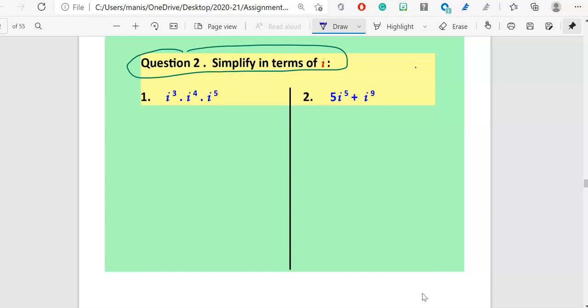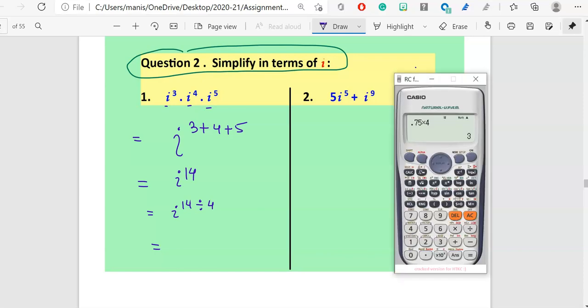There are many ways of doing this problem, but I will first use my law of exponents. When the bases are the same, you can add the powers. So this gave me i to the power 14. Now I need to solve this. I will divide the exponent by 4 and write the remainder. What is 4 times 3? 12. You can use your calculator. It's so easy for you.